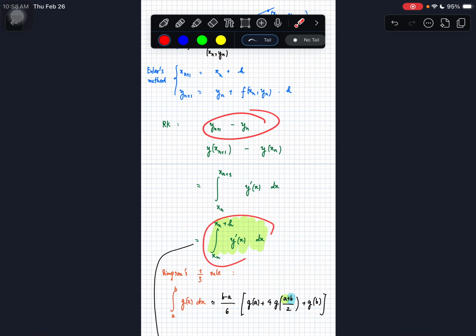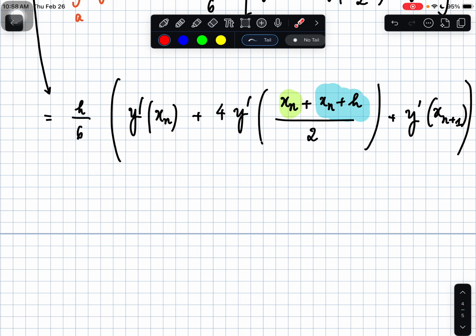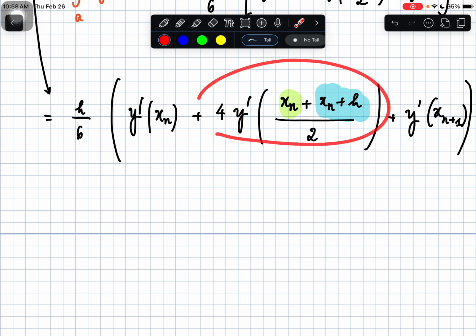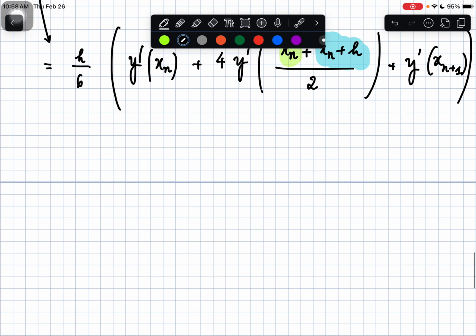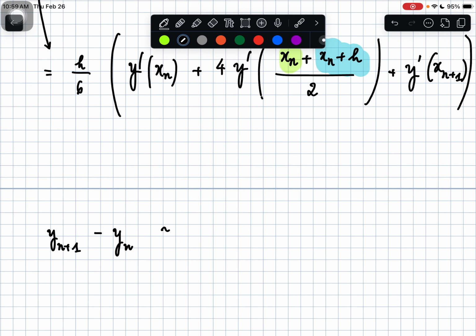This is yn plus 1 minus yn. So now we have this formula, h over 6 times this. I will try to further split this one into 2. So we have yn plus 1 minus yn is approximated by this formula.